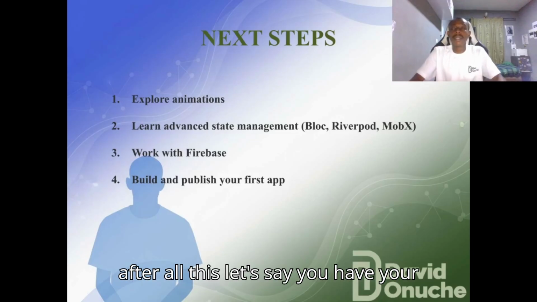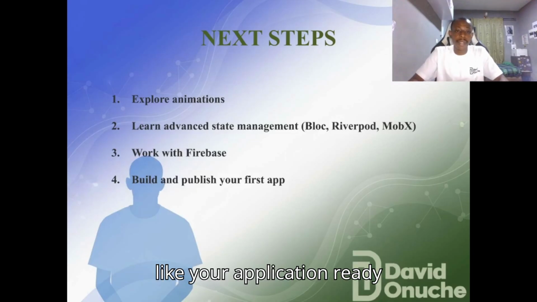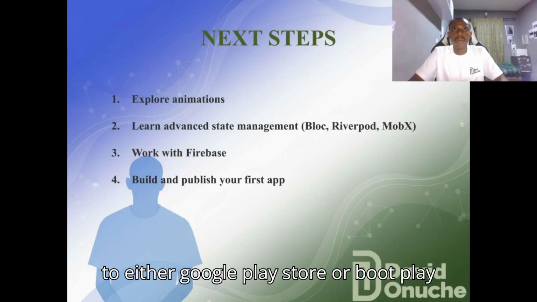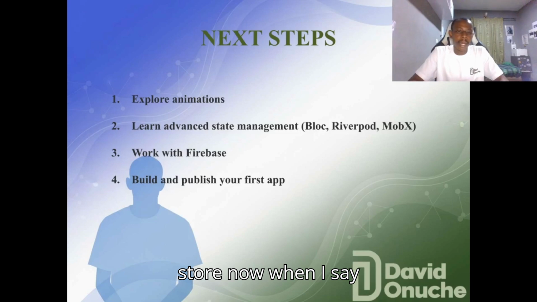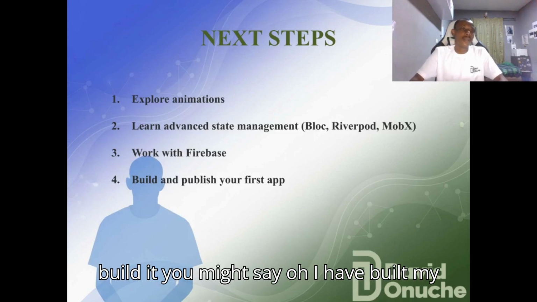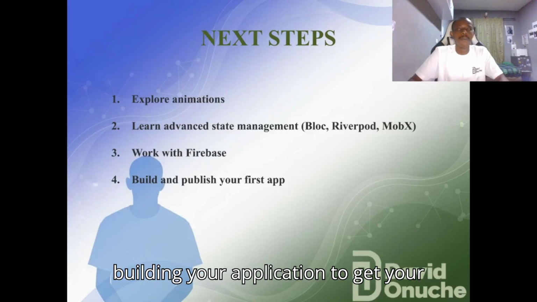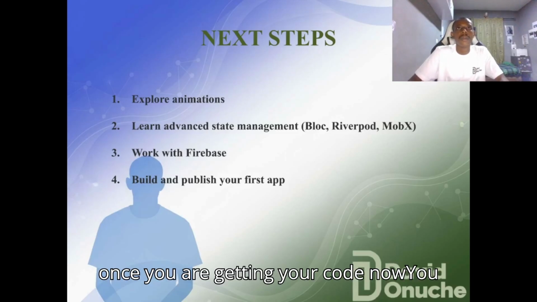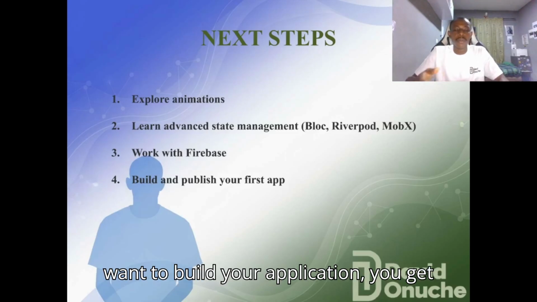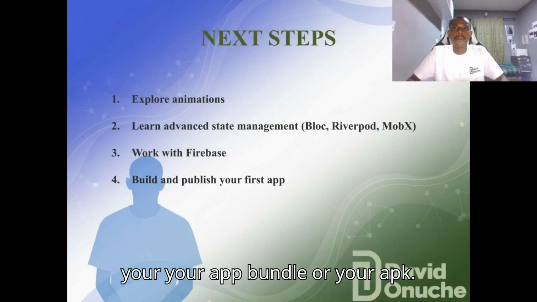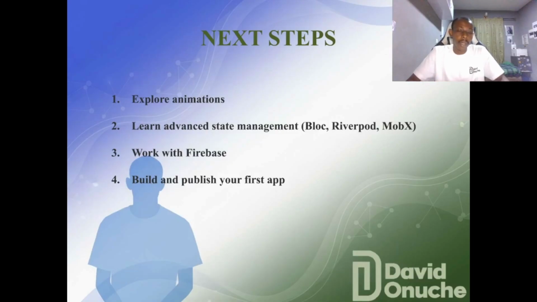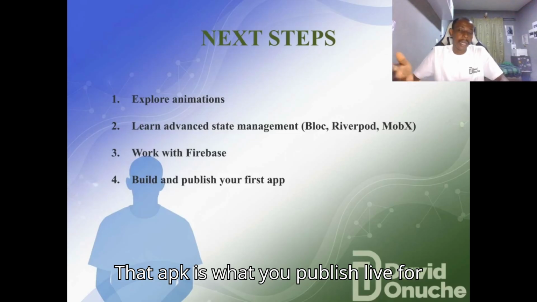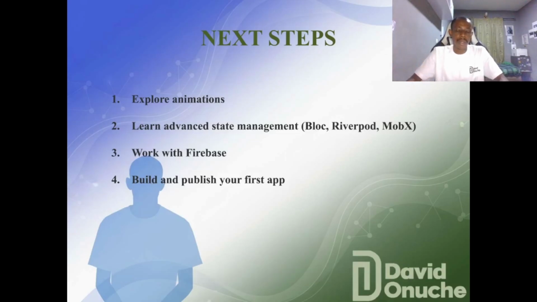Then after all this, let's say you have your application ready. The next thing is to build it and push it to either the Google Play Store or the Apple App Store. Now when I say build it, you might say, oh, I've built my application already. Now there's a way of building your application. Once you have written your code, you want to build your application. You build your application, you get your app bundle or your APK. That APK is what you publish live for other people to be able to download and use.